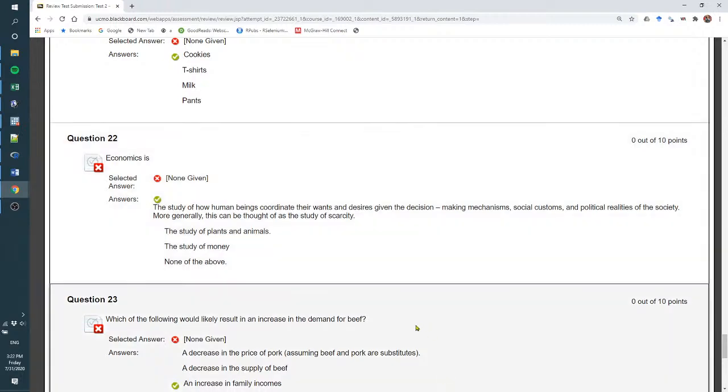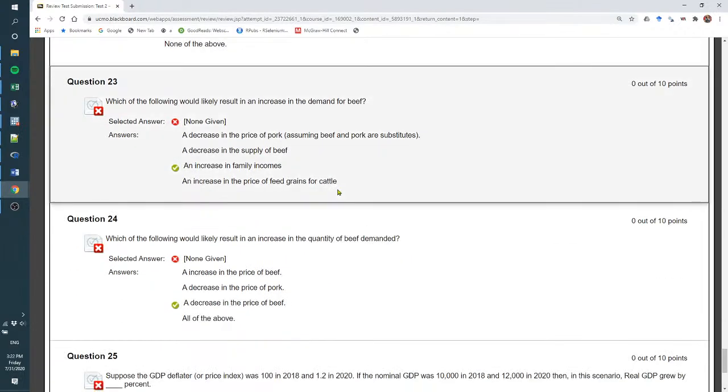All right, economics is the study of how human beings coordinate their wants and desires given the decision-making mechanisms, social customs, and political realities of the society. More generally, this is thought of as the study of scarcity. This is a gimme question. That is economics.